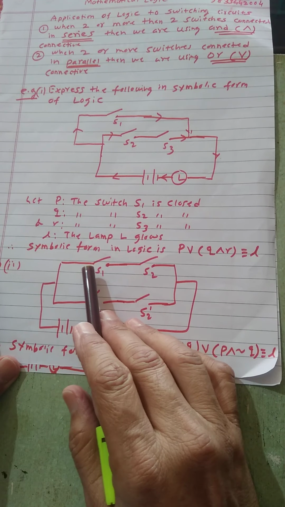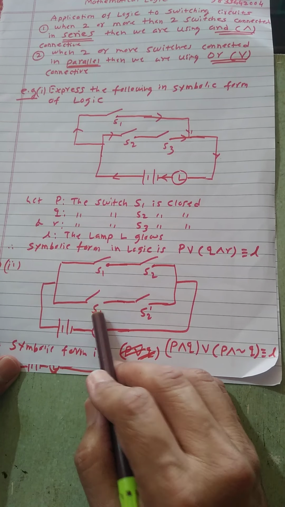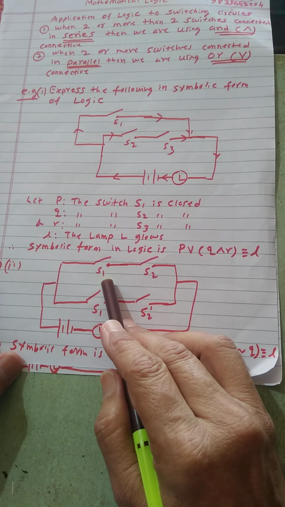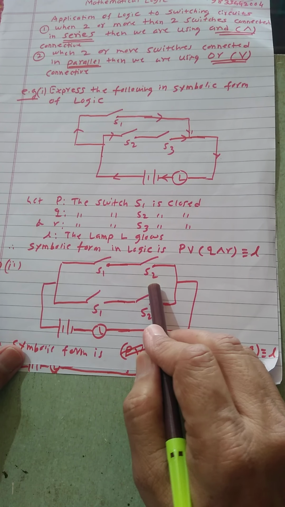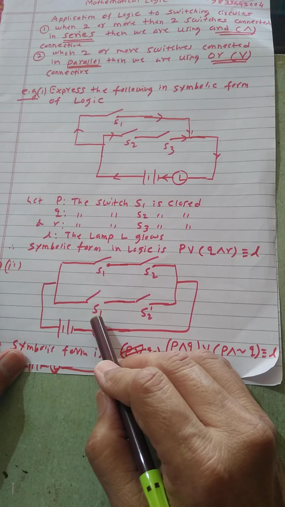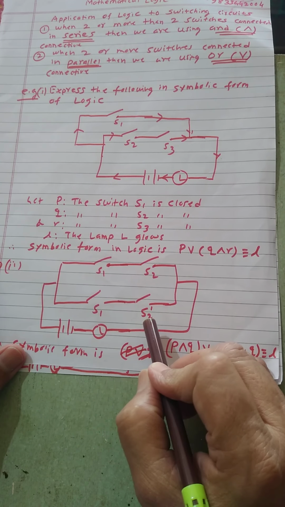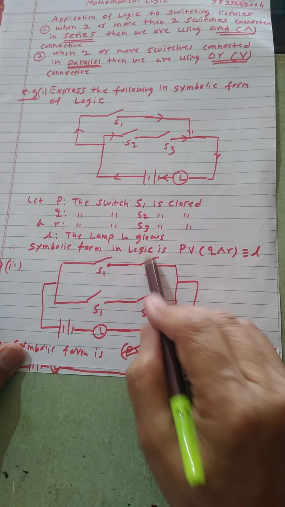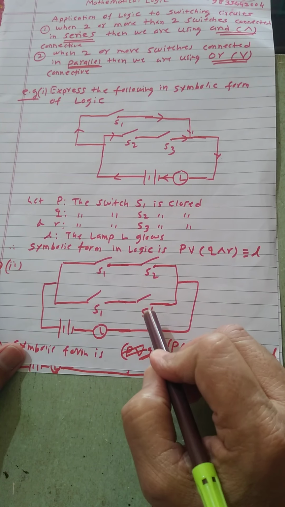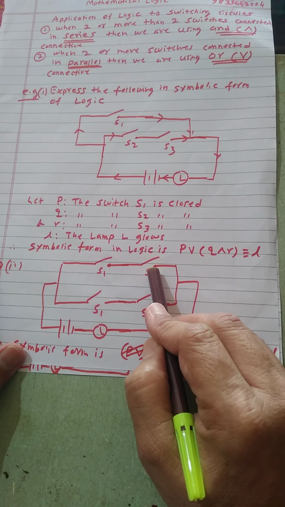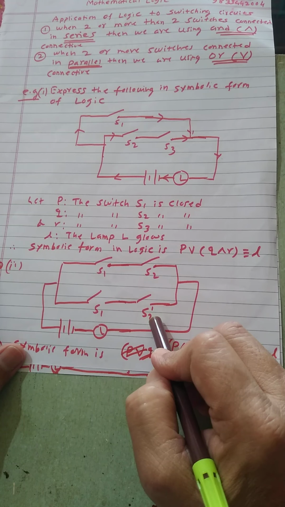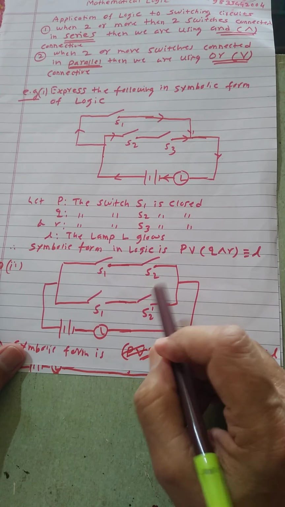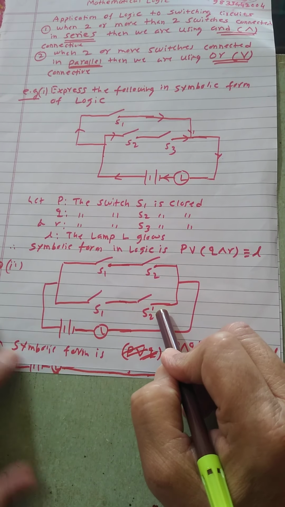Another example: switch S1, switch S2, S1 and S2 dash. Again, similar to the previous example, P: the switch S1 is closed. Q: the switch S2 is closed. And S2 dash means negation Q. That means when S2 is closed, S2 dash is open, and when S2 dash is closed, S2 is open. They are complements of each other. S2 closed, S2 dash open; S2 dash closed, S2 open.